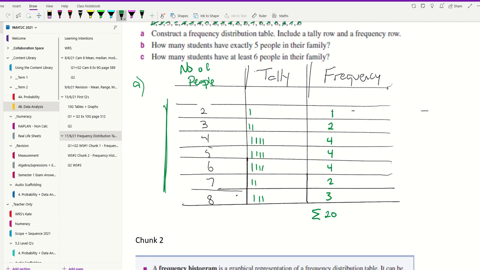How many students have exactly 5 people in their family? So the answer to that is I come across in my 5 column, and the answer is 4. How many students have at least 6 people in their family? So at least, if you remember from our probability, that or more. So we've got 4 plus 2 is 6 plus 3 is 9. That's the answer to that. So that is our theory on the first chunk.